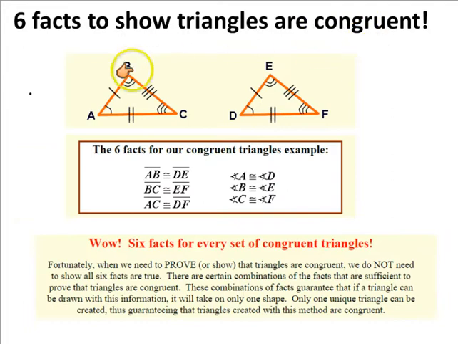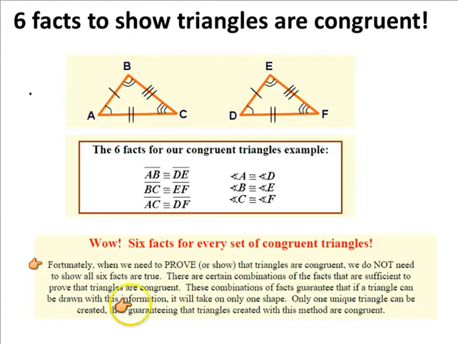So 6 facts to show, just what we talked about: our 6 corresponding parts, 3 sets of corresponding sides and 3 sets of corresponding angles. So 6 facts for every set of congruent triangles. Fortunately, this is really cool.